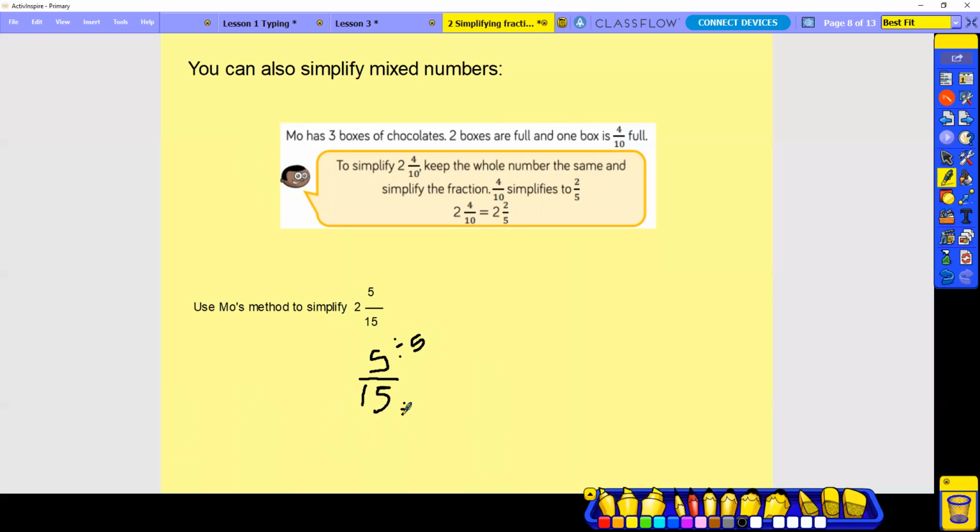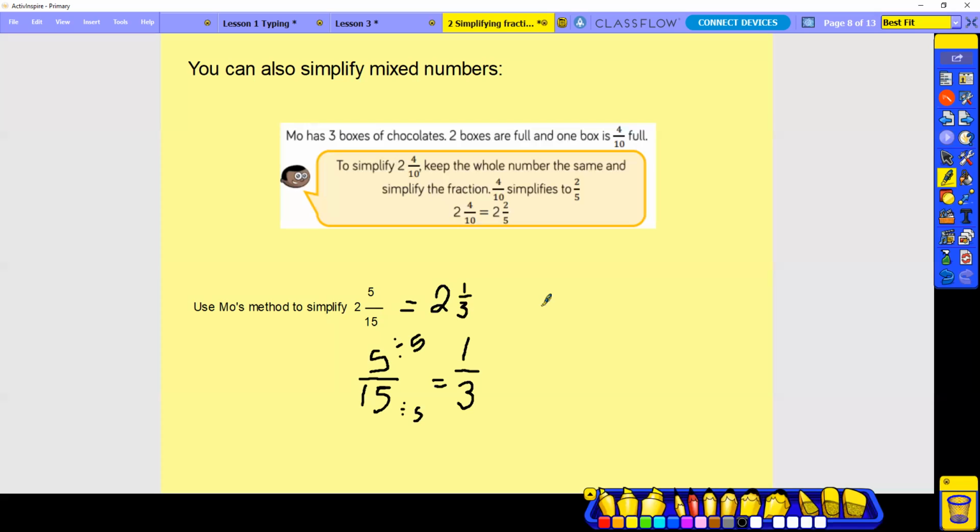So if we divide both of these by 5, 5 divided by 5 is, of course, 1. And 15 divided by 5 is, of course, 3. So you've got 1 over 3. Now, we hid the whole number, so we didn't do anything to it by accident. So we need to now put that back on. So it's actually equal to, if we put our equal signs here, 2 whole ones and 1/3. Okay, so you need to make sure that whole 2 is in your answer.